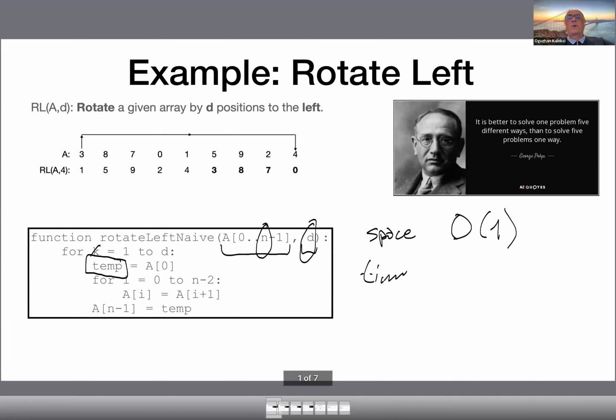And remember, the time complexity was n times d. This is the space complexity, and this is the time complexity. Very good.